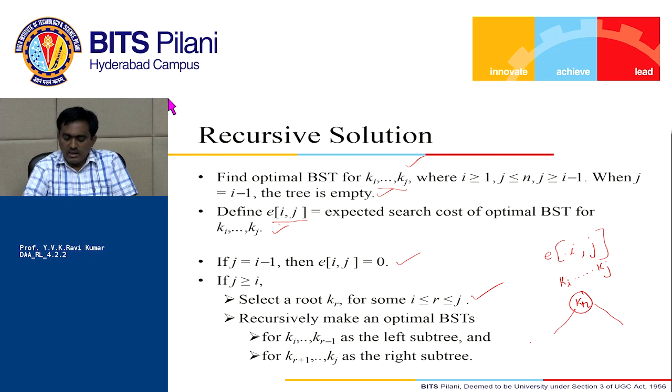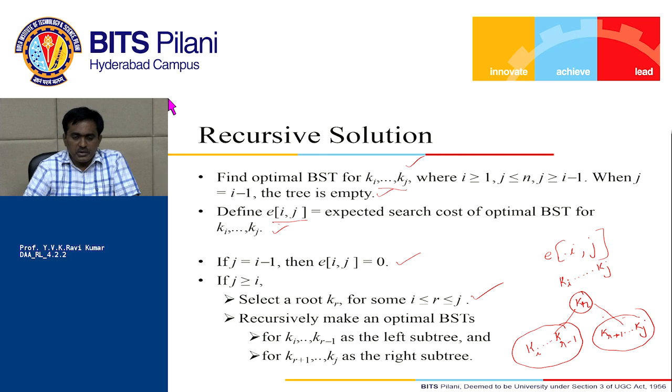Select kr, then on the left side we'll have a subtree containing ki plus 1 and so on up to kr minus 1. The right subtree contains kr plus 1, kr plus 2 and so on up to kj. Now we have to recursively find optimal binary search trees for these sub-problems, the left sub-problem as well as the right sub-problem. So we have to continue like this.